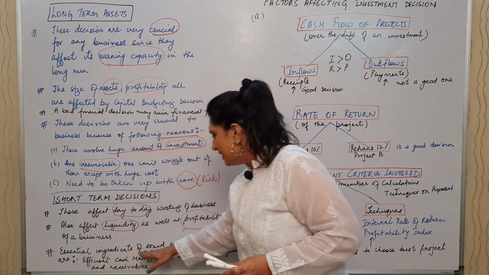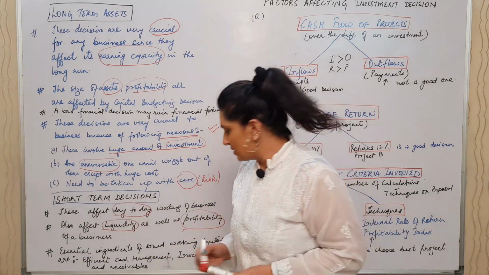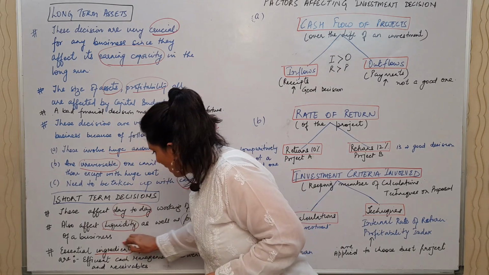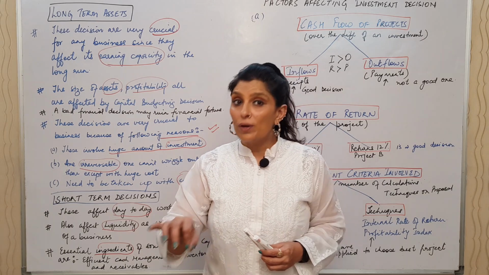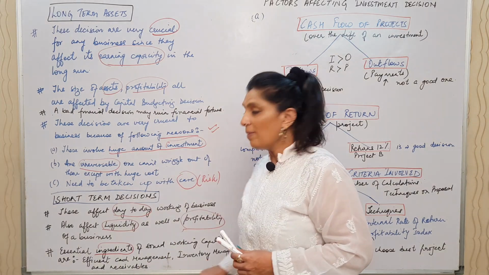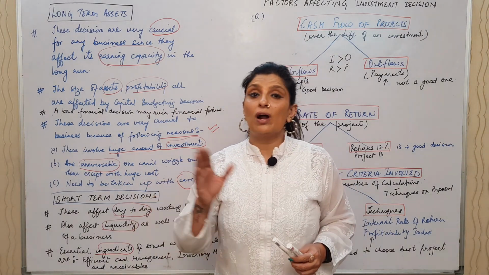So what are the essential ingredients of sound working capital? What are the ingredients of good working capital? First, efficient cash management. Cash should be managed properly. There should be no wastage of cash. Inventory management: there should be no overstocking or understocking.